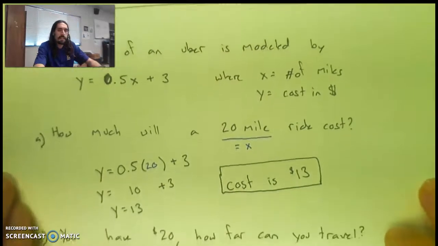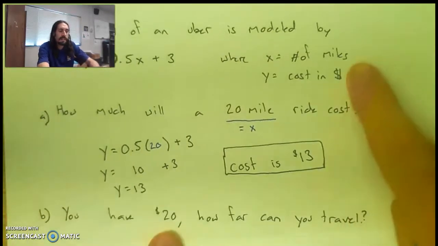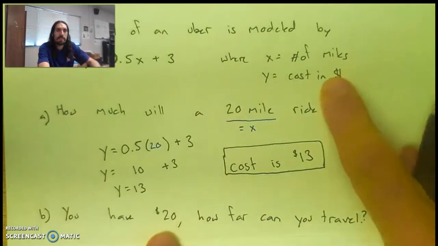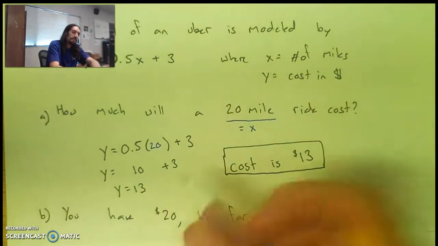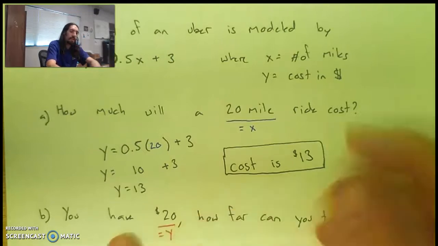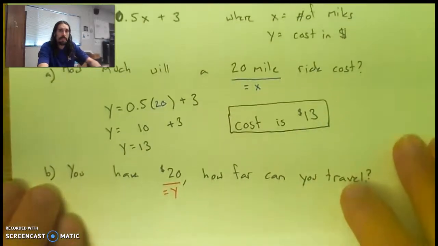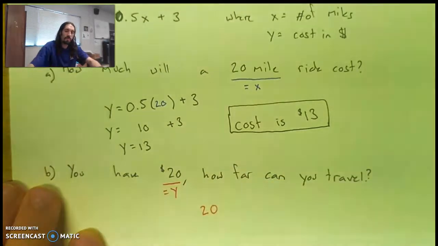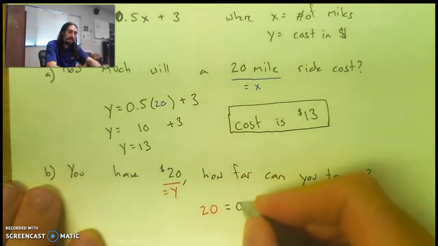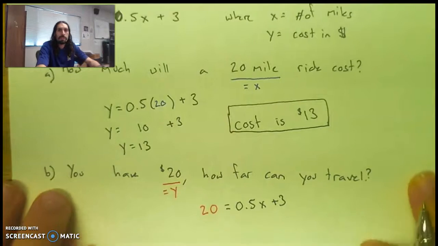On the flip side, I could change the question around a little bit, and I could say, you have $20. How far can you travel? The key here is to recognize that if we're talking about dollars, I'm no longer looking at x, but now I'm looking at y. So in this case, my 20 is going to be equal to my y because my units are now the dollars. When I go to my equation, I still have the same equation, but now I'm going to replace y with 20 and then have the rest of my problem, 0.5x plus 3. And I'm going to solve like normal.